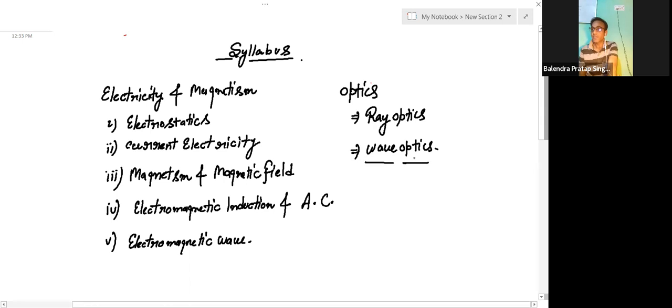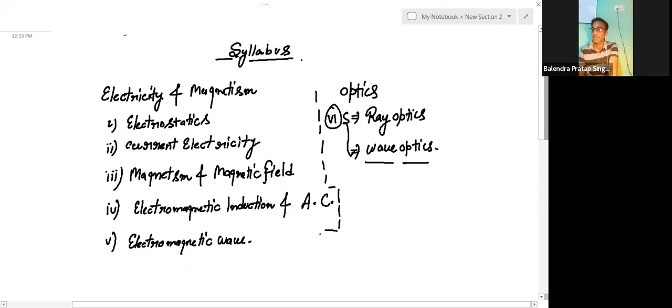So this is the part of your optics chapter. These two chapters combined form your chapter number 6.